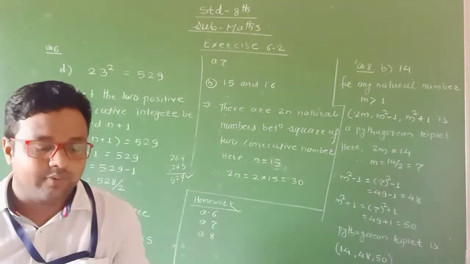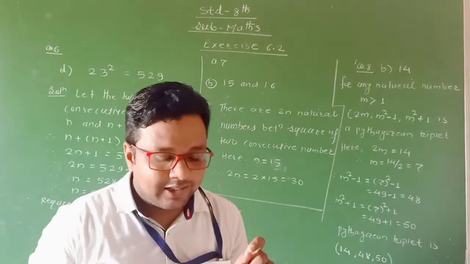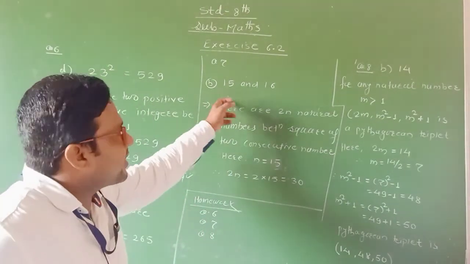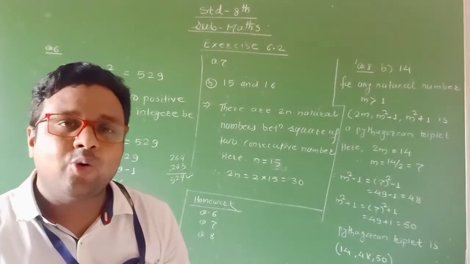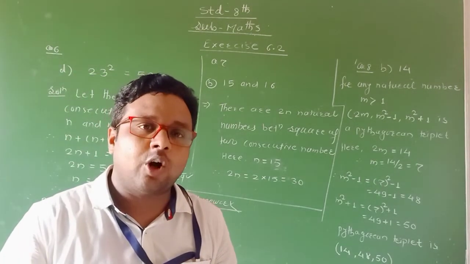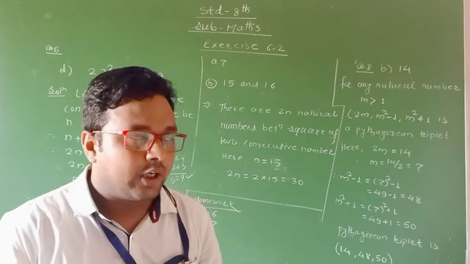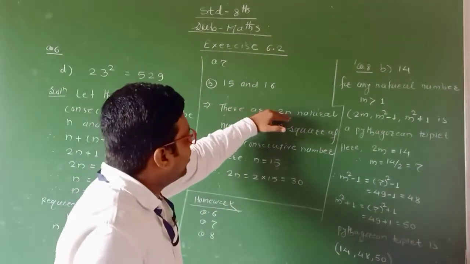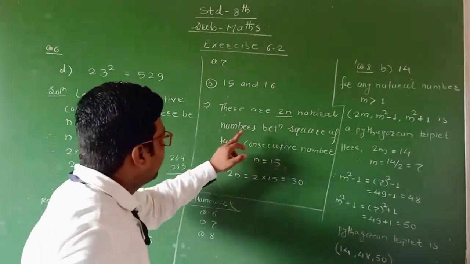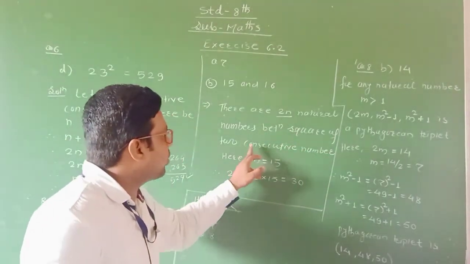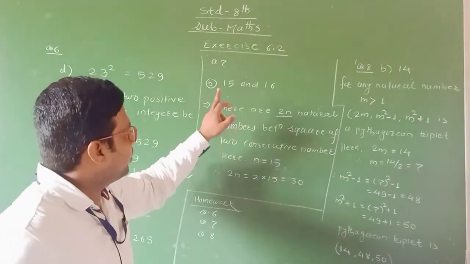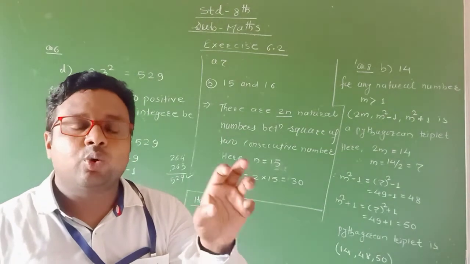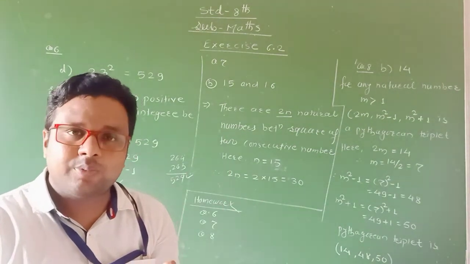Question number 7 is given: how many integers lie between the squares of the following numbers? Two consecutive numbers are given there. So how many numbers are between the squares of these two numbers? That we have to find out. The answer is very simple. We know that there are 2n natural numbers between the squares of two consecutive numbers. If we take the square of two consecutive numbers, how many numbers are between the squares of these two numbers?